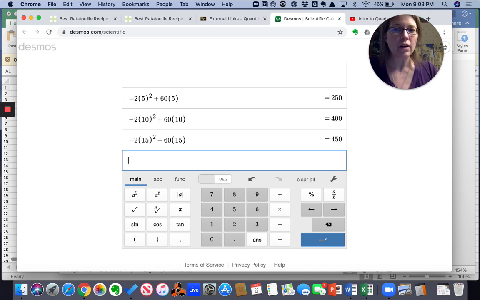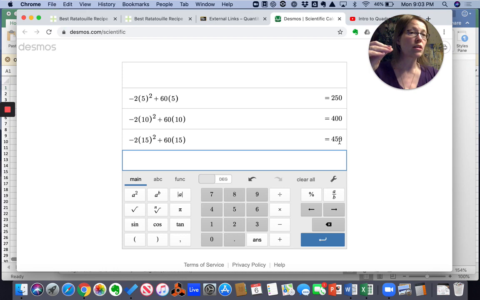Whoa, even bigger. Now notice, I plugged in 5 and I had 250. I plugged in 5 more and it jumped up to 400. I plug in 5 more, 15, and it only jumped up 50 more. So notice how, even though we're putting in 5 more here, 5 more here, it's not increasing at a constant rate. That's different from a linear equation.